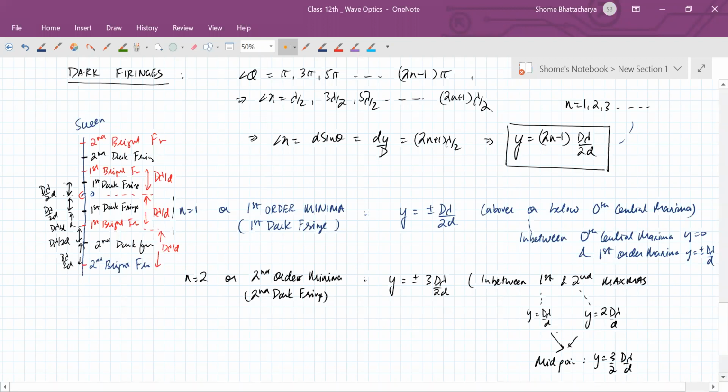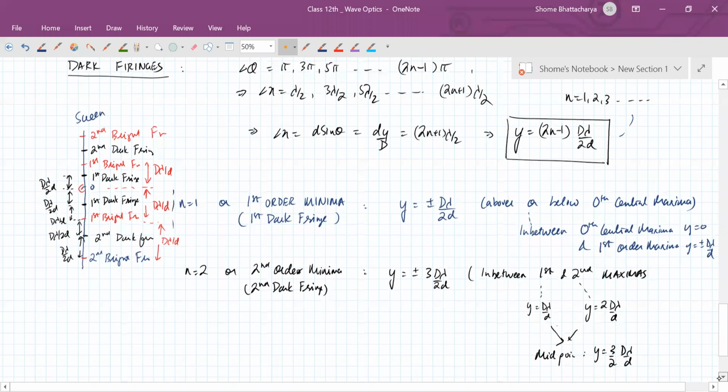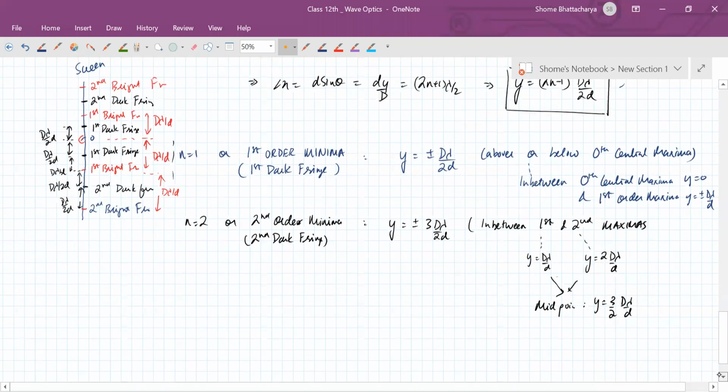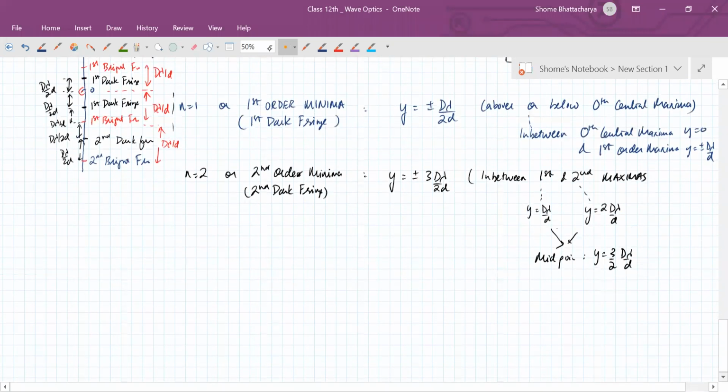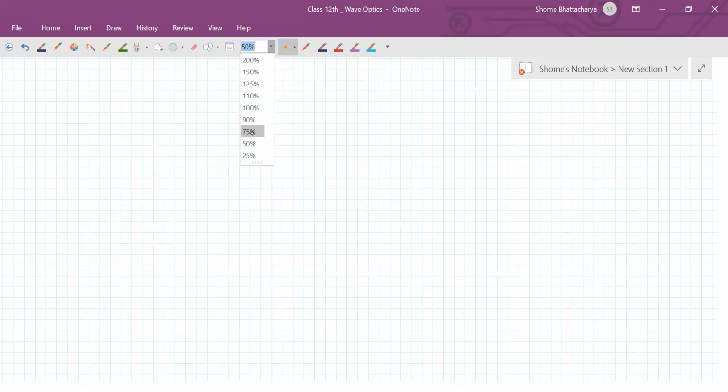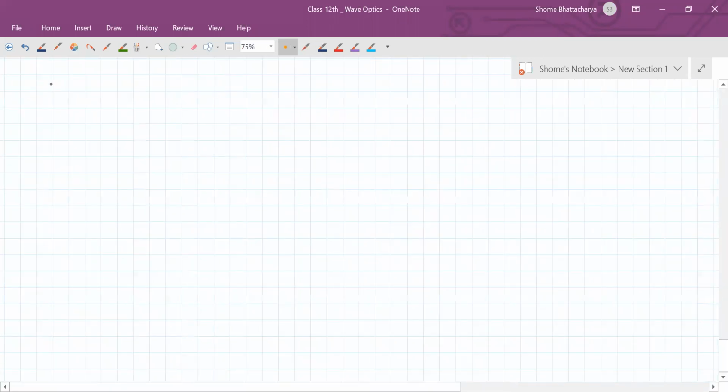Okay, so based on this, we define another parameter which is called the fringe width. This should not be confused with slit width. Slit width is the width of the slots or the openings in the two opaque screens, which are called the slits, that is of the order of lambda, which we had seen earlier.